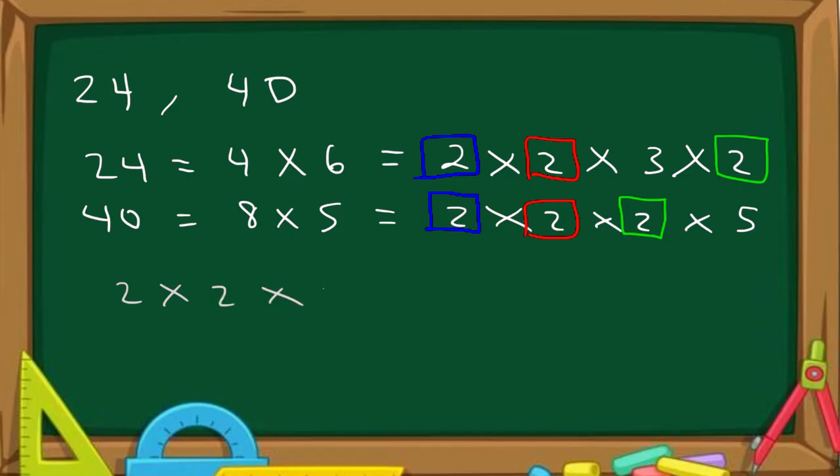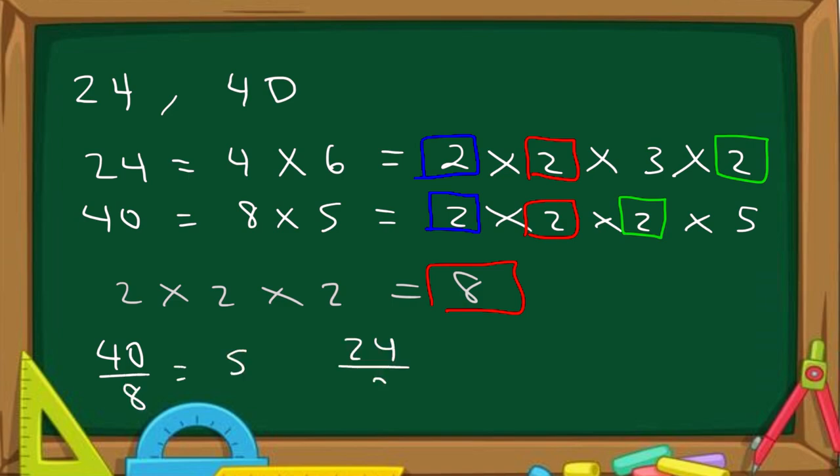2 times 2 times 2, that's 8. So 8 is the GCF in this problem. And you can check it. If you divide 40 by 8, you get 5. 24 divided by 8, you get 3. So the GCF is going to be divisible. 24 and 40 have to be divisible both by the GCF, 8.